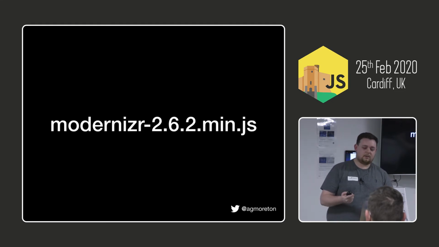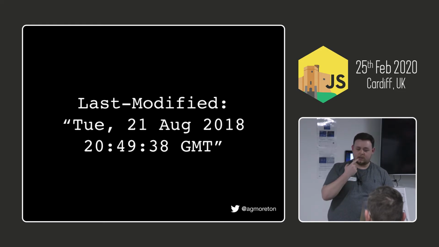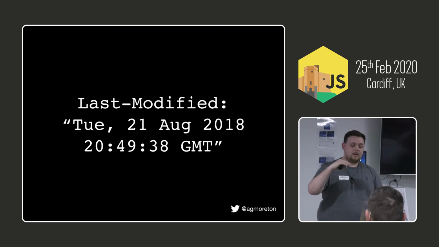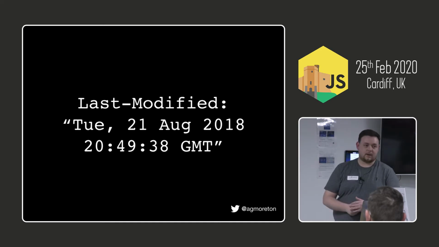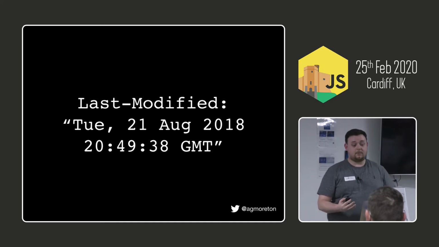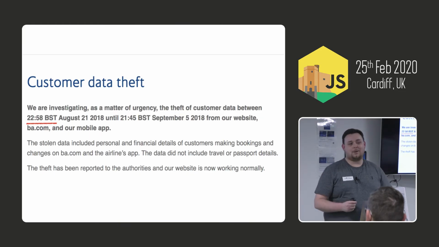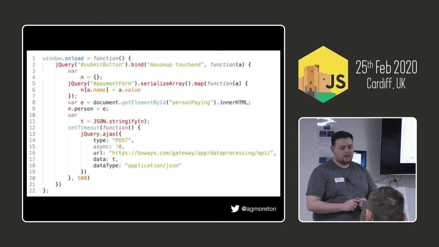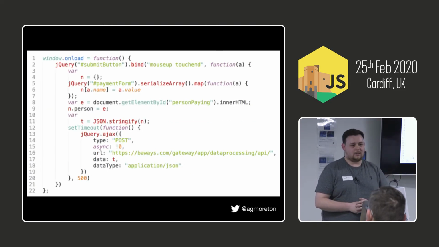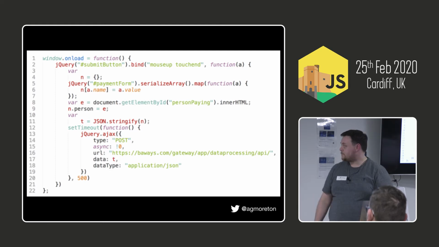And the reason this one stuck out for the guys at RiskIQ is because in the headers that were coming back with this script was this. It was the last modified date. And it was last modified on Tuesday, the 21st of August at 8:49 GMT. And of course, this rang alarm bells because that's suspiciously close to when we have this really specific start time for this breach. So, okay, we think we're on the right track here. And what they found when they investigated this script was this.